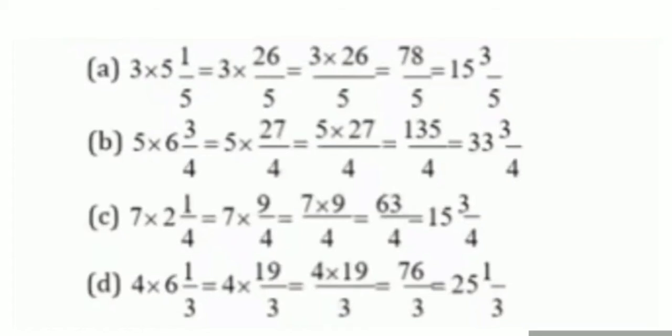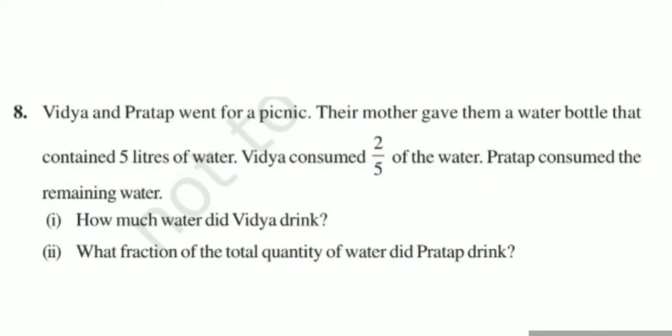See one more. Third one, 7 into 2 whole 1 upon 4. This mixed fraction convert into an improper fraction. So this will come 9 upon 4. So 7 into 9 is 63 upon 4. Now convert into mixed fraction. So this will come 15 whole 3 upon 4. Now question number 7, try to do yourself, and see the question number 8.